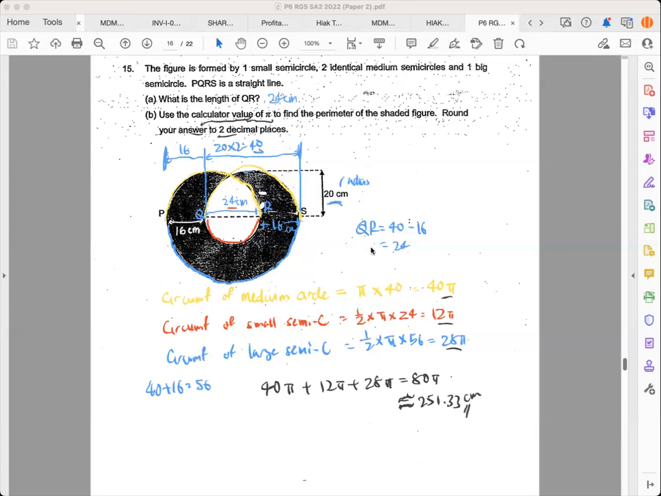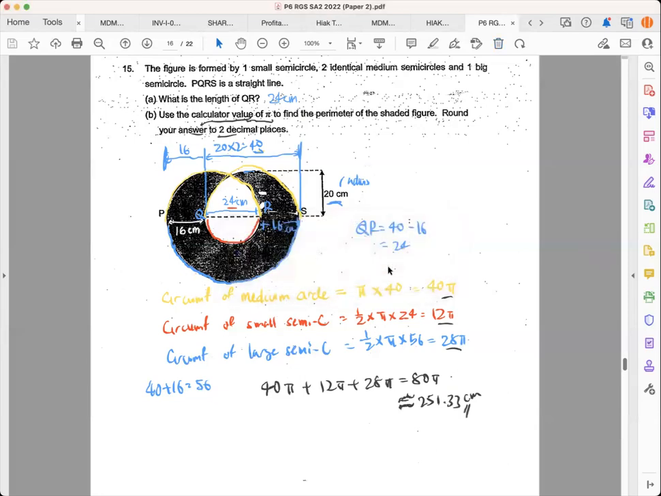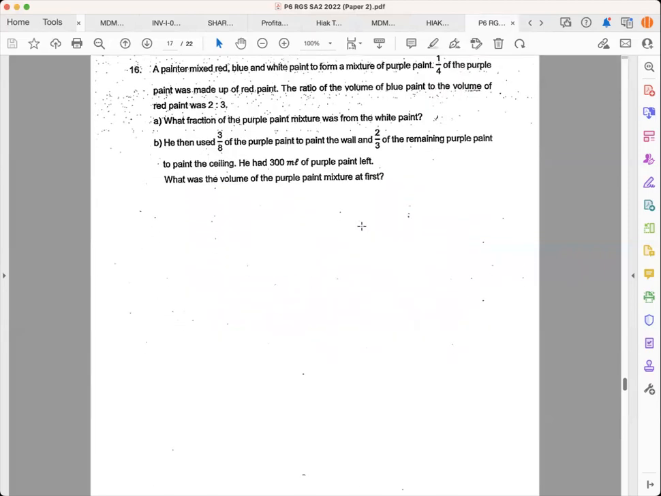Let's look at question number 16. A painter mixes red, blue, and white paint to form a mixture of purple paint. 1/4 of the purple paint was made up of red paint. The ratio of the volume of blue paint to the volume of red paint was 2:3. So first, let's record the data.